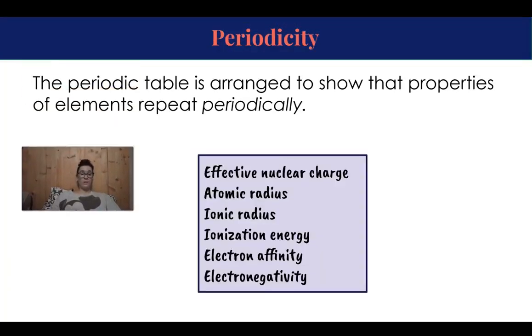So the periodic table is arranged to show that properties repeat periodically. Everything in the same group has the same number of valence electrons, so they will have similar chemical properties. And that's called periodicity. So things like effective nuclear charge, atomic radius, ionic radius, ionization energy, electron affinity, and electronegativity are all trends that demonstrate periodicity due to the number of valence electrons in the group.